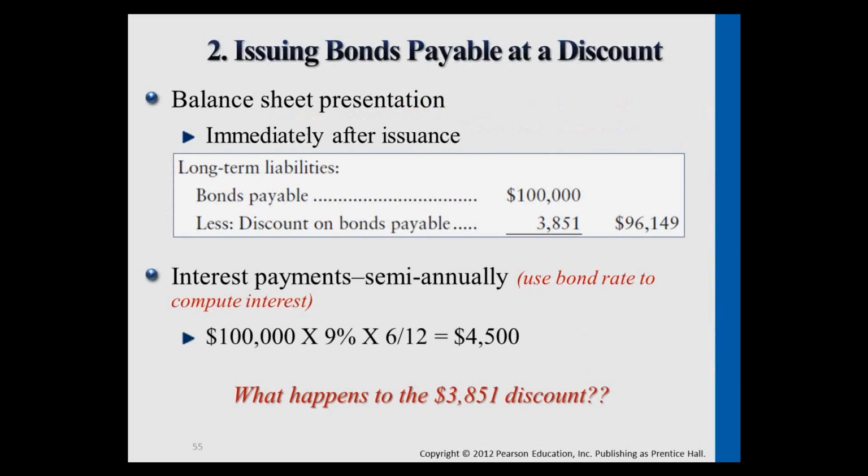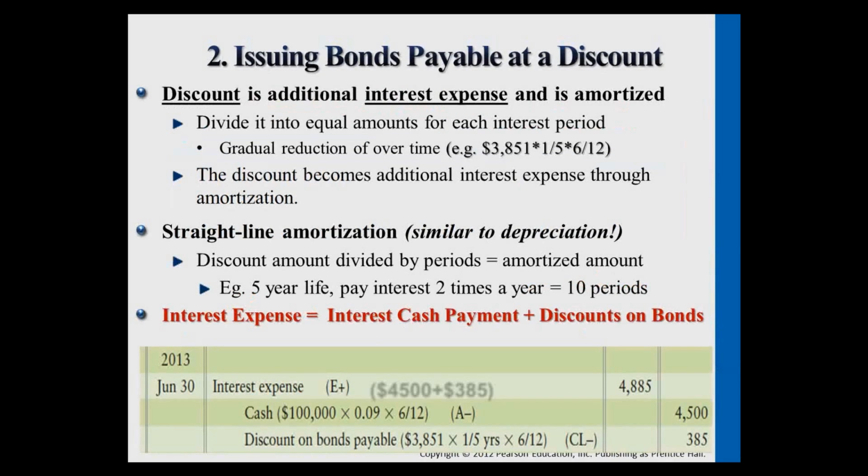So when we journalize interest expense every half a year, we'll be debiting interest expense, crediting cash plus discounts. So we allocate this discount just like depreciation. We allocate it along the lifetime of the asset. Here we allocate it along the lifetime of the bond. So think of the discount as the amount of interest we already paid to investors at the issuance time point. Now we're recognizing it together under interest expense.